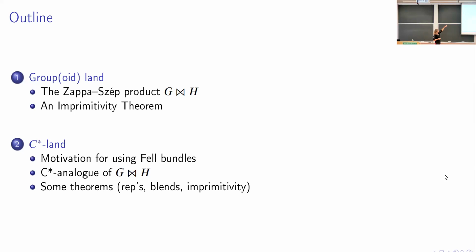So I'm going to introduce what the Zappa product is for groups/groupoids, and I'm going to talk about an imprimitivity theorem that Boyu and I proved. And then since we are not only interested in groups, but also in C-star algebras, I'm then going to try to explain to you how Boyu and I came up with a C-star algebraic analog of this group theoretic thing. And if time permits, we are going to see some theorems about them.